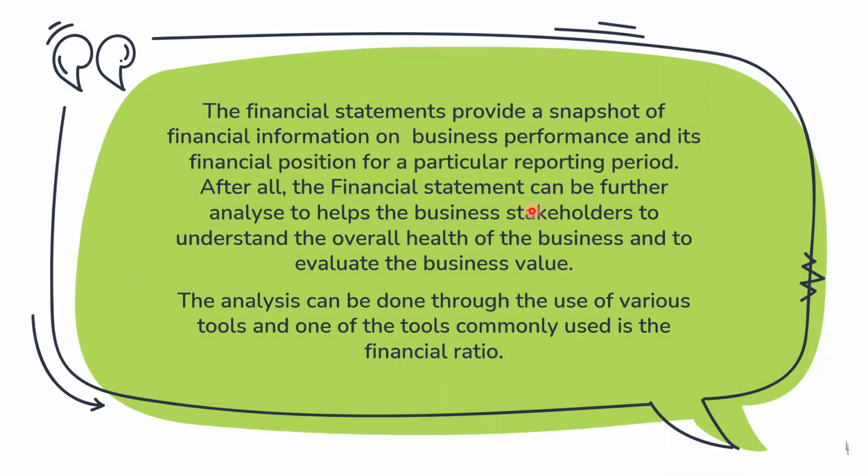Okay, recall in the previous chapter, we learned how to prepare the financial statements, that is the statement of profit or loss and the statement of financial position. As we know, the financial statements basically report the performance of a business and its financial position for a particular period. So it only provides a snapshot of the performance and the position. After all, the financial statements can be further analyzed to help business stakeholders understand the overall health of the business and to evaluate the business value, especially the risk of the business. This analysis can be done through the use of various tools, and one of the tools commonly used is the financial ratio.